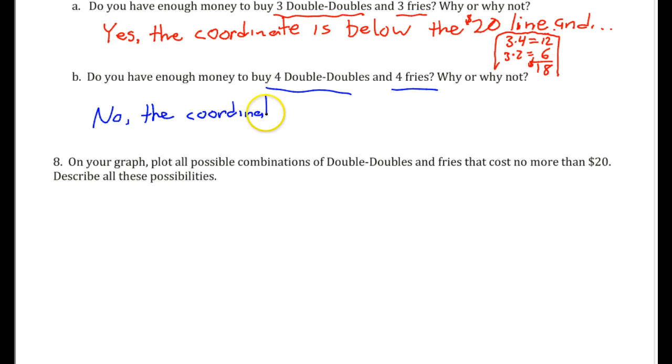By the way, if you're not writing this part down and you're just saying, no, it costs $18 and that's why not, I just got finished saying that's not what they're looking for, right? They're looking for this. So take good advice when you see it. This is what we're looking for.